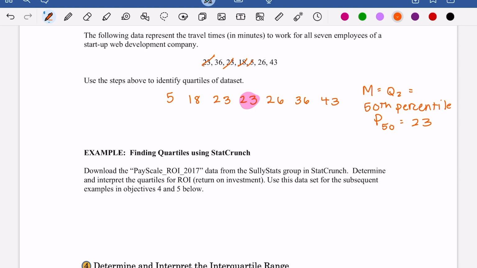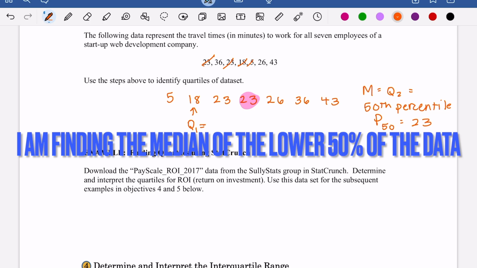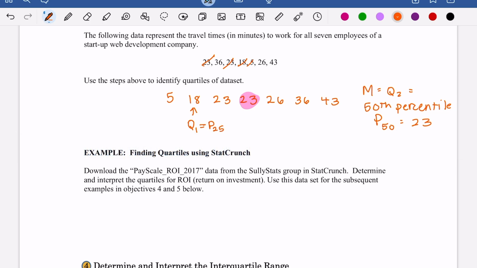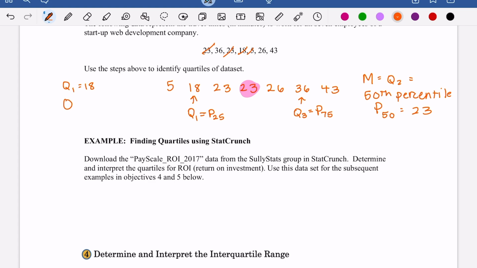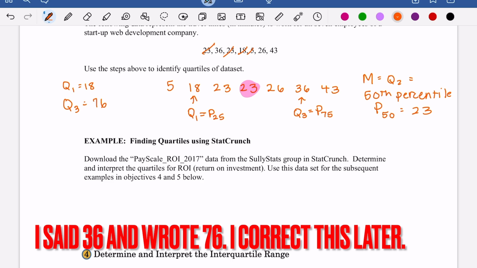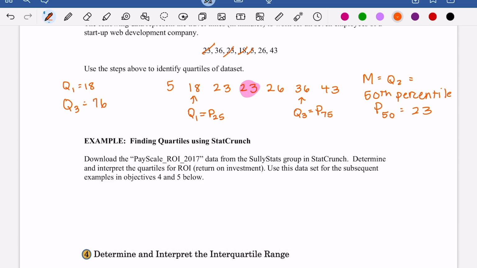Now we find the medians of the halves. So for Q1, which is this value right here, remember Q1 is the same thing as P25 because it's the 25th percentile. And that tells me that the 25th percentile is 18. And then the 75th percentile, or the upper quartile, Q3, which is the same thing as P75, is going to be 36. Now, we typically use Q1 and Q3 for this, but it doesn't mean that you can't use the other notations. And remember, 25% of all values are at or below 18.